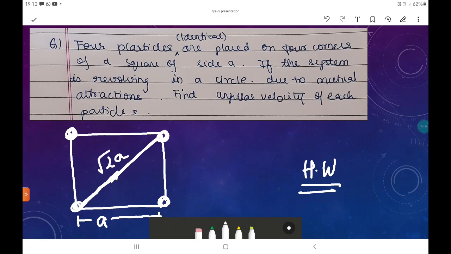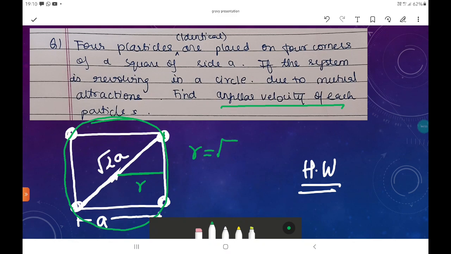Now what you need to do? Here they are saying, find the angular velocity. So these four particles were in the form of a square and now all these particles are moving in this circle. So this is the radius value, right? The radius will be root 2 a divided by 2, half of the diagonal. Okay. So this is your homework.